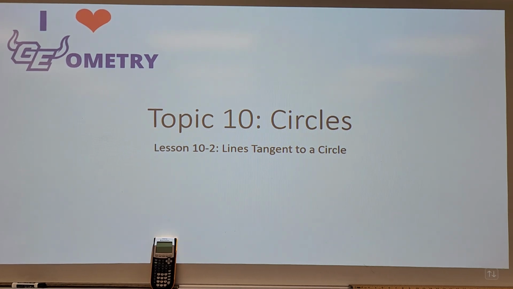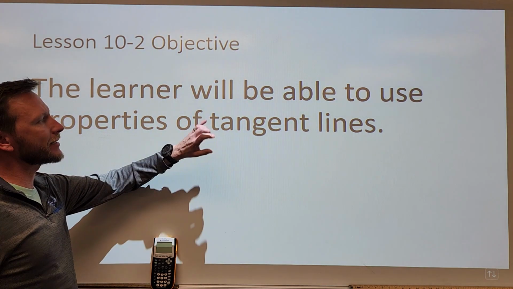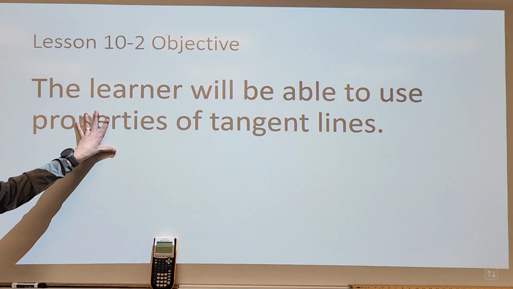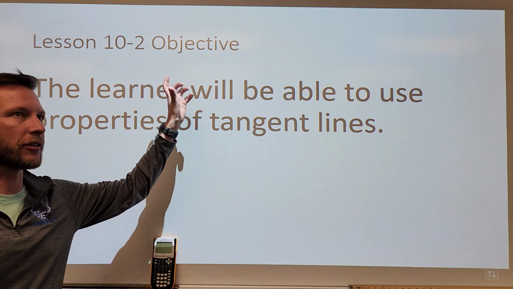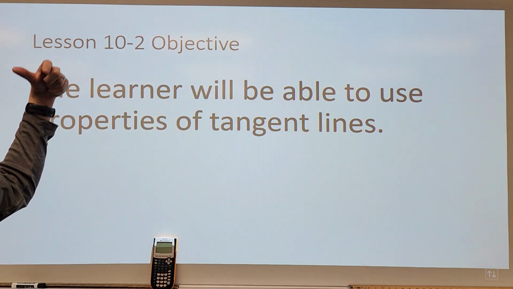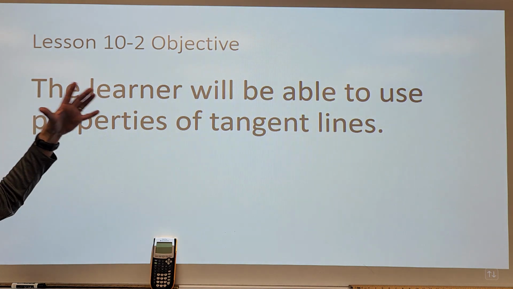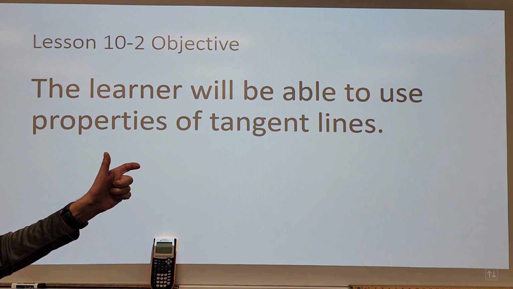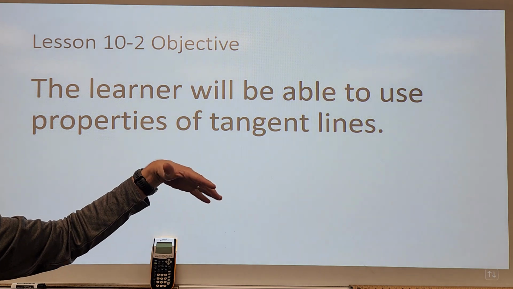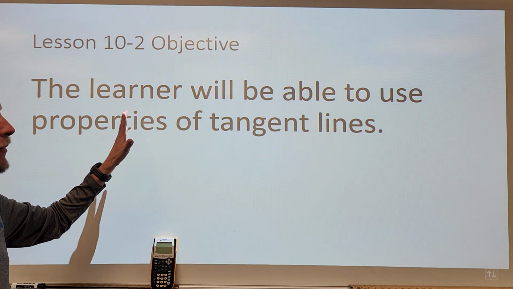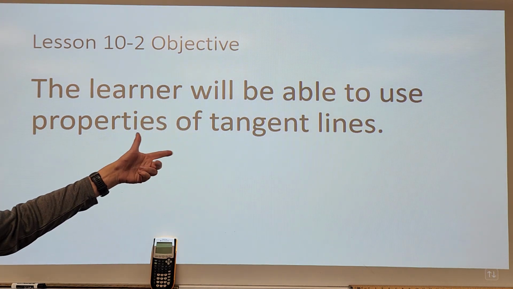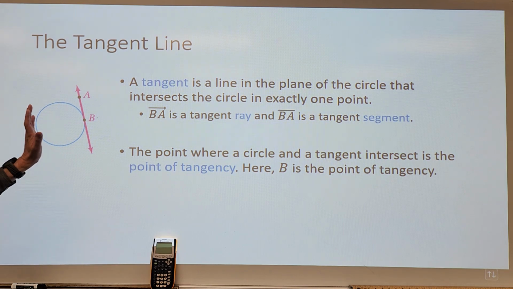Unit 10, Lesson 2, Lines Tangent to a Circle. We're going to focus on tangent lines and segments and rays, learn some properties of how these lines are going to be used to connect to the radius of the circle, and creating triangles, working with triangles. Should be hopefully pretty straightforward if we make good sense of what a tangent line, segment, or ray is. And so let's define that first.